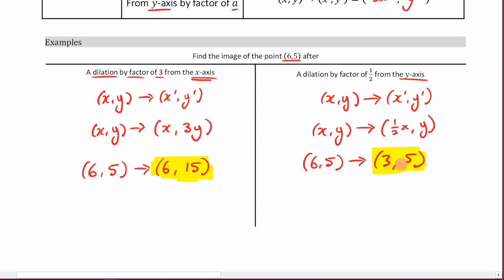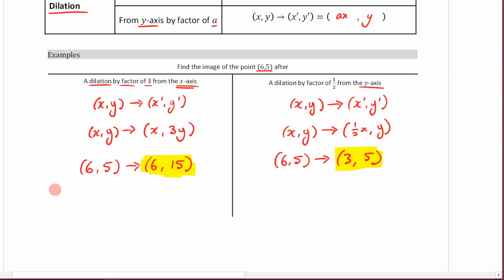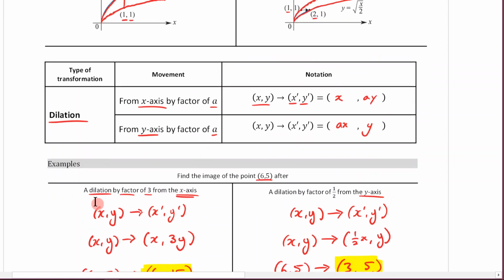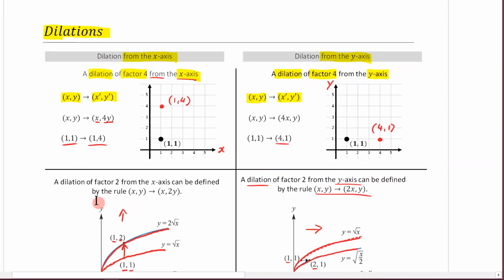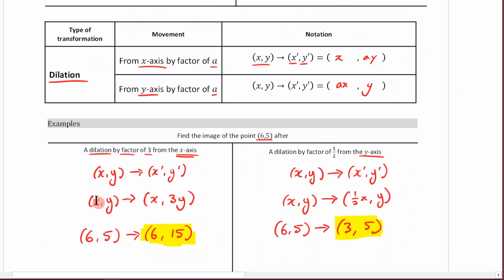Okay, I just want to pause here, and I'm going to stop this video here. In part 2, I'll go through applying dilations to entire graphs, but I just really want you to pause and make sure that you understand everything on this page here. This is the foundation of it. So with that being said, I will see you in part 2.